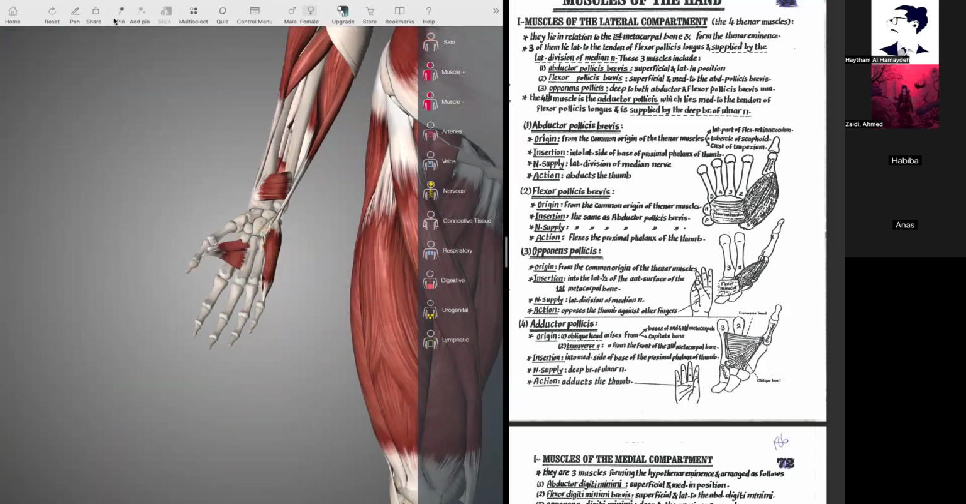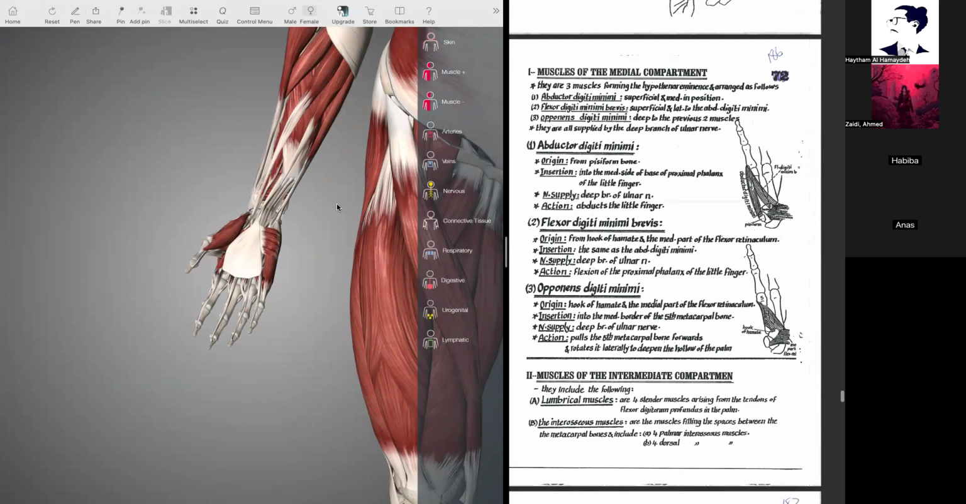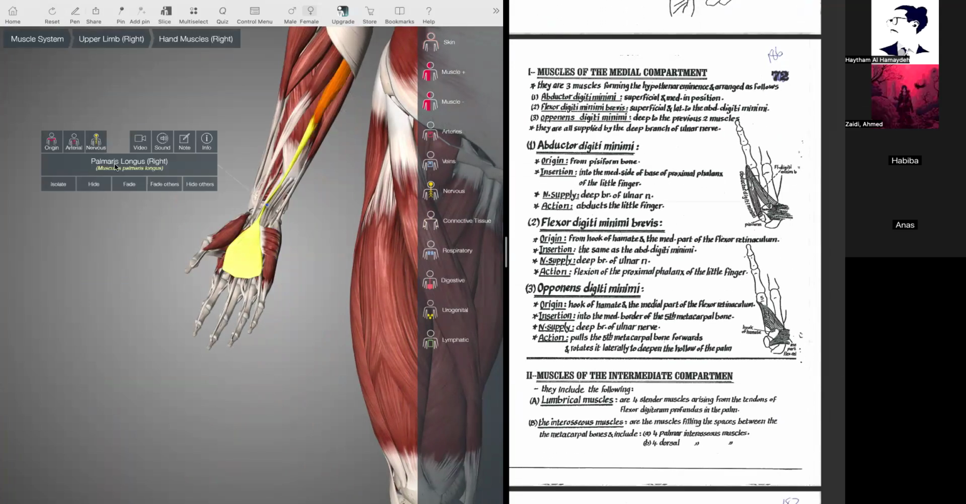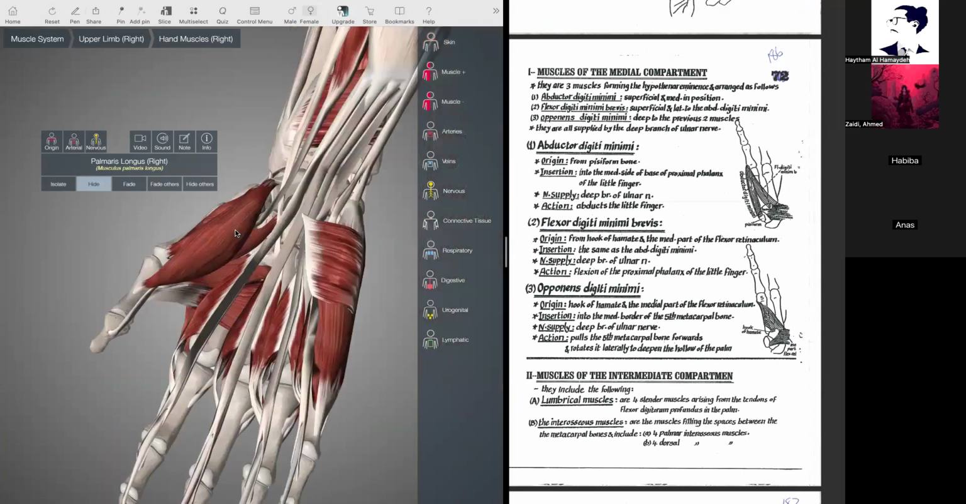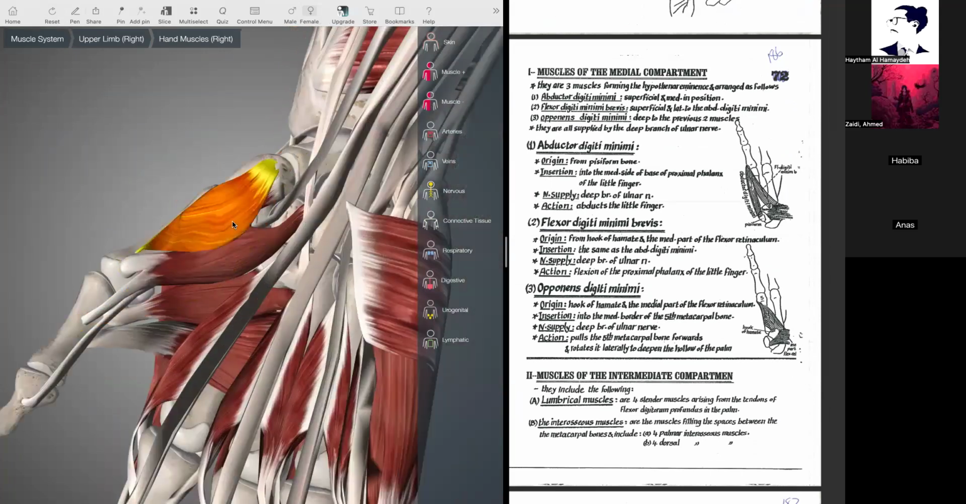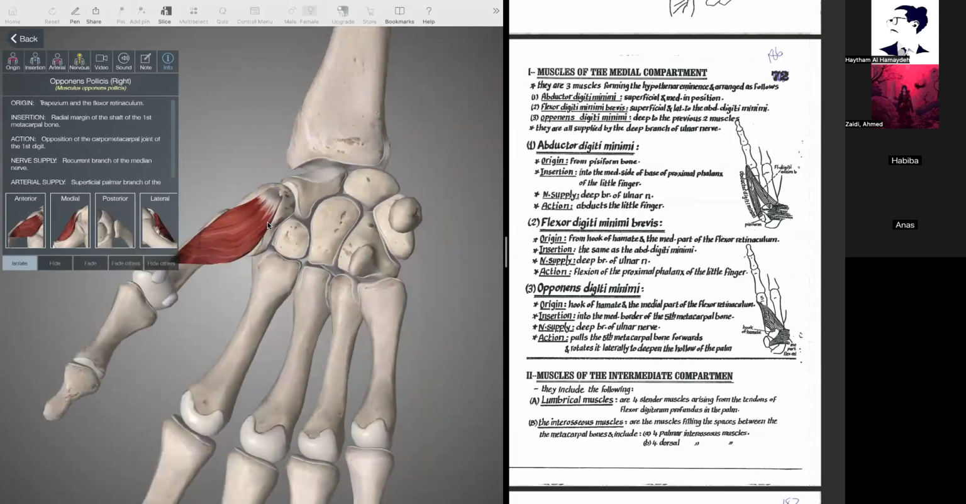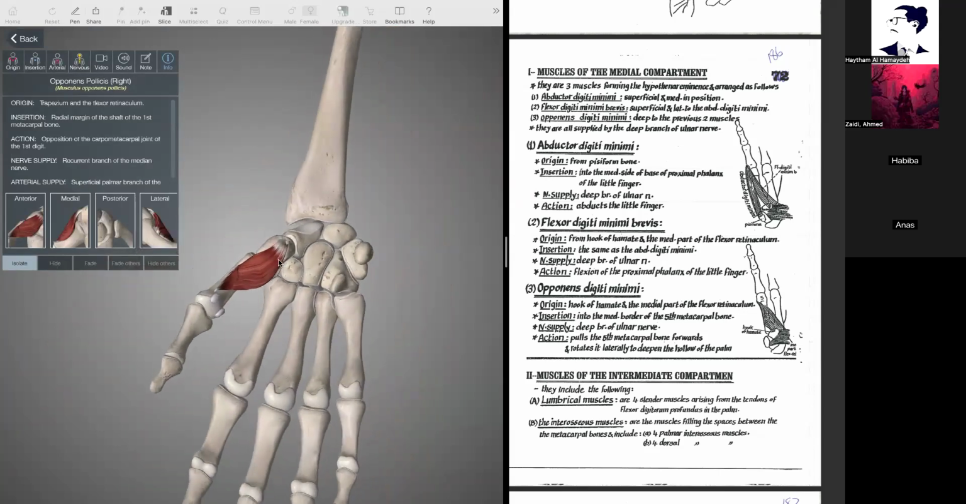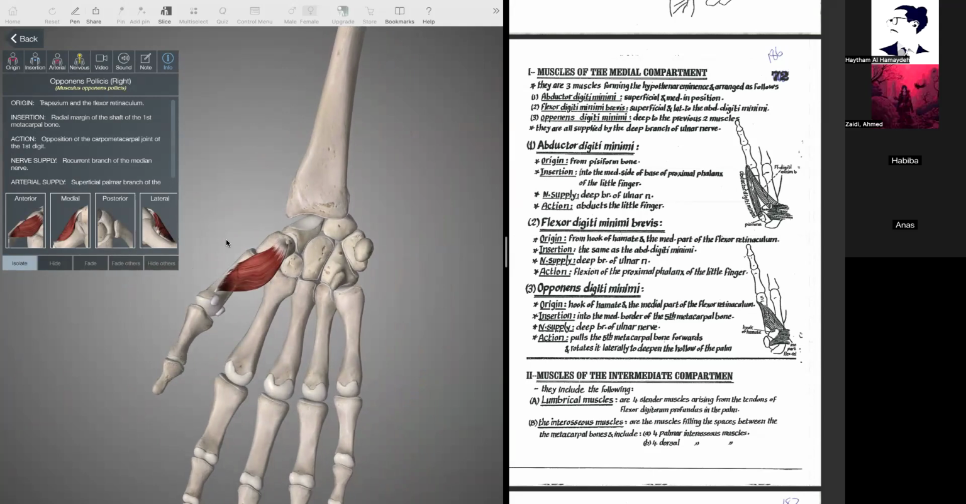All right. Now the next one is the medial compartment, which is the hypothenar. Oh yes, the opponens, I'm sorry. We skipped the opponens. No, we did it. We did the opponens, Habiba.